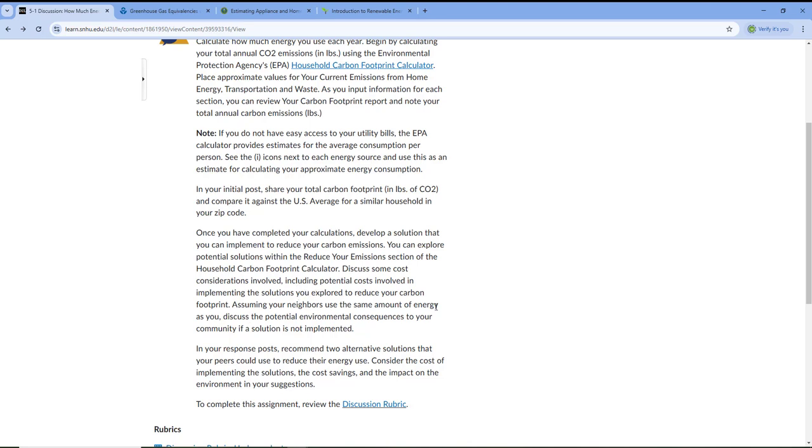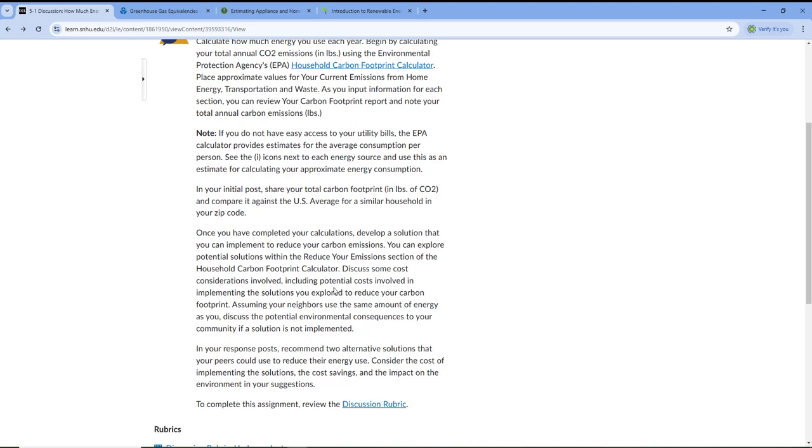Assume your neighbors use the same amount of energy. So if they use the same amount of energy, what would be a potential environmental consequence to your community if a solution is not implemented? So if everybody continued to live the same way, how would that affect the environment over time? So that all goes into initial discussion board posts.